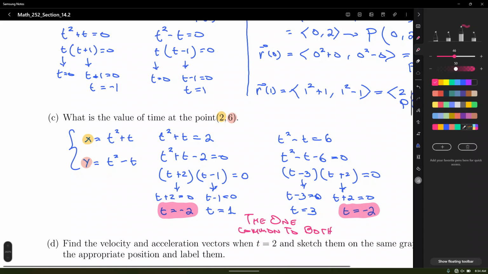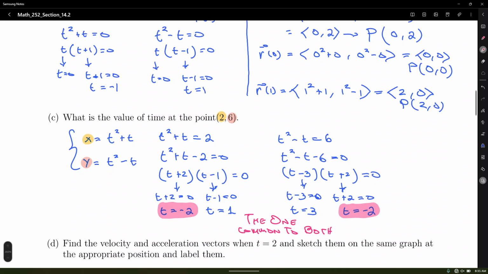All right? Which actually checks with what we did by looking at the table in our graphing calculator. So when you're asked when the particle is at a given point, you will need to set the two components of the vector valued function equal to the x-coordinate and the y-coordinate we want to find that time for. And just go with the one that is common to both, because very often you will get something like a quadratic or a cubic for which you may get more than one solution. So just go with the one that's common to both.